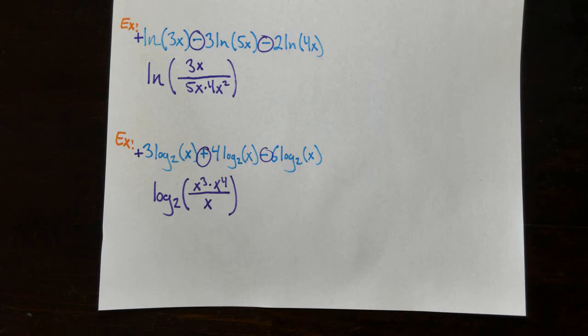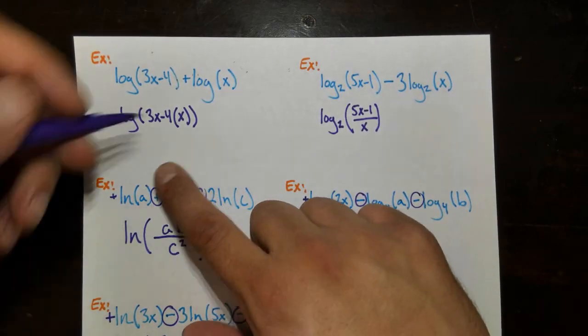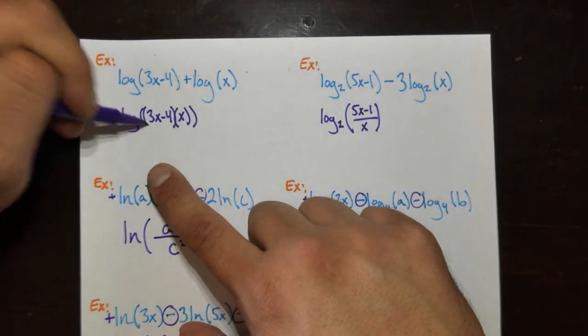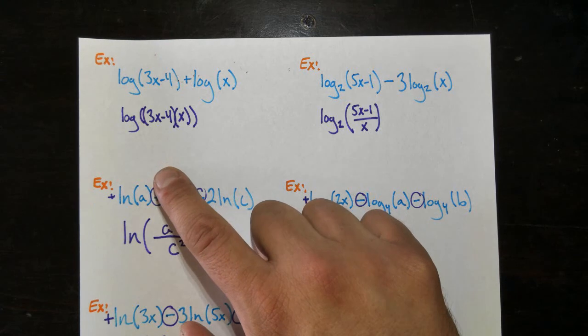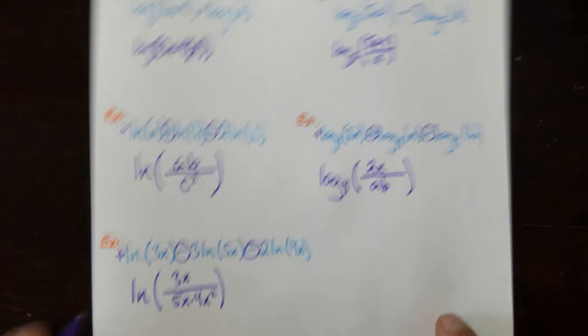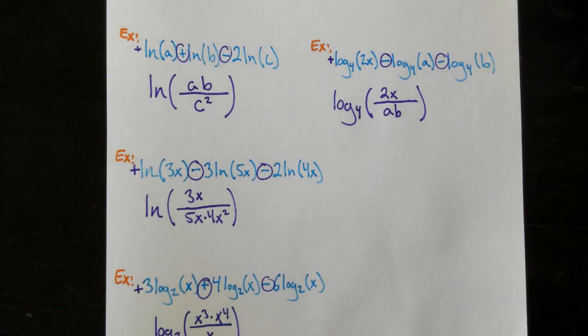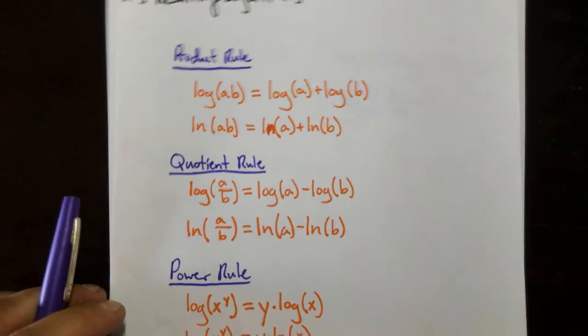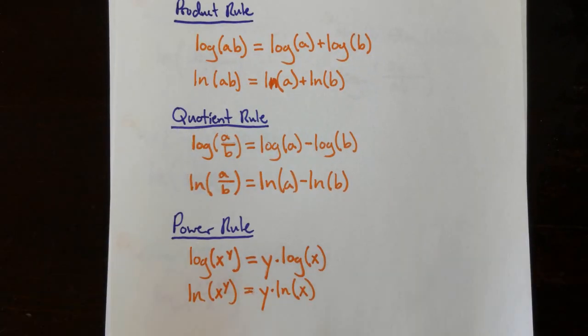And that's how we rewrite logs. One little quick note, this is just bothering me. I forgot to put parentheses up here for that. Yeah, okay. So anyway, that's rules of logs. So just remember we have our product rule, we have our quotient rule, and we have our power rule.